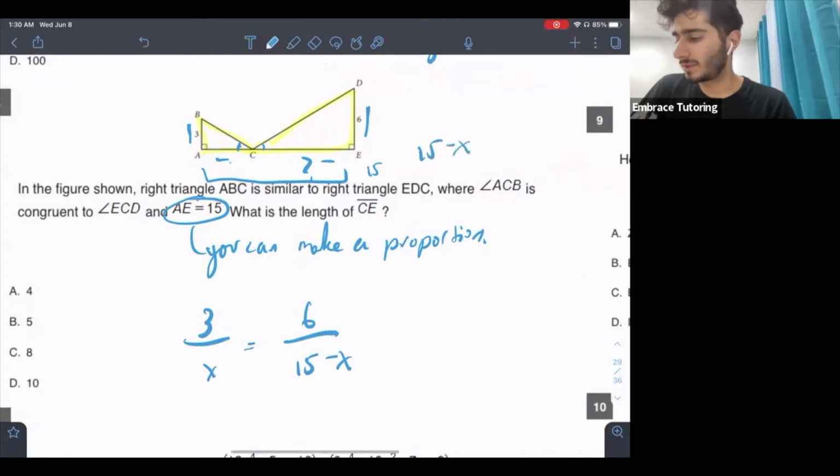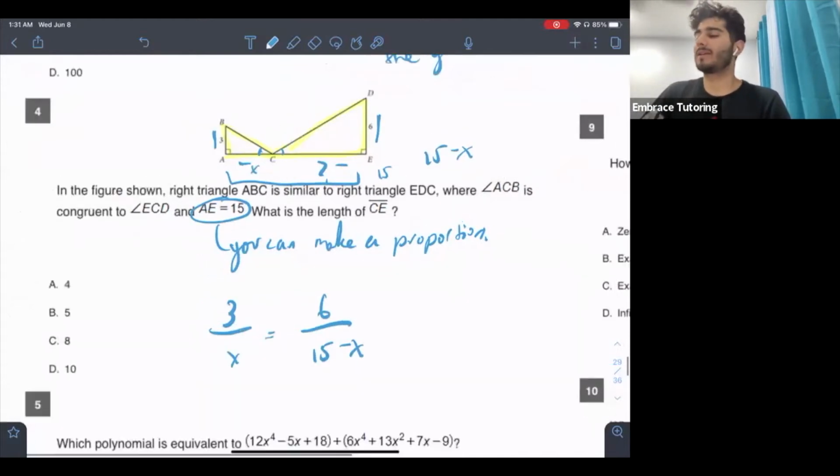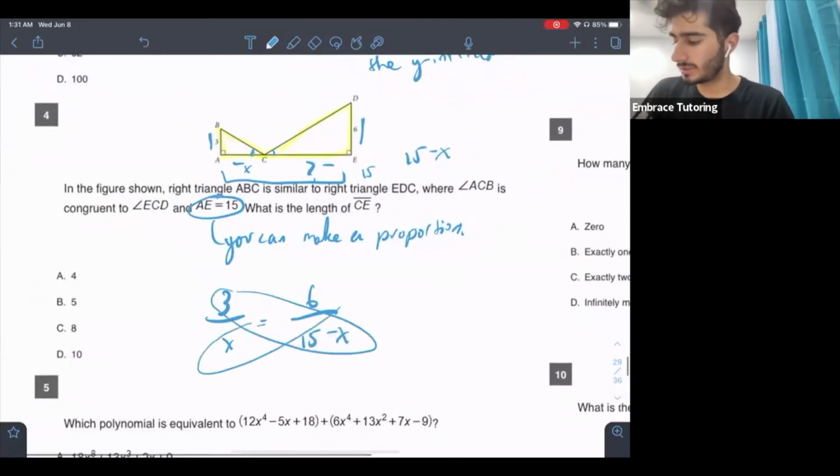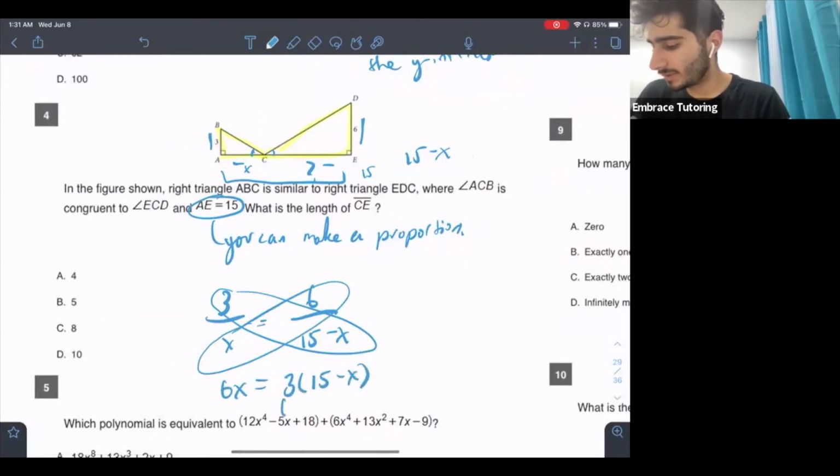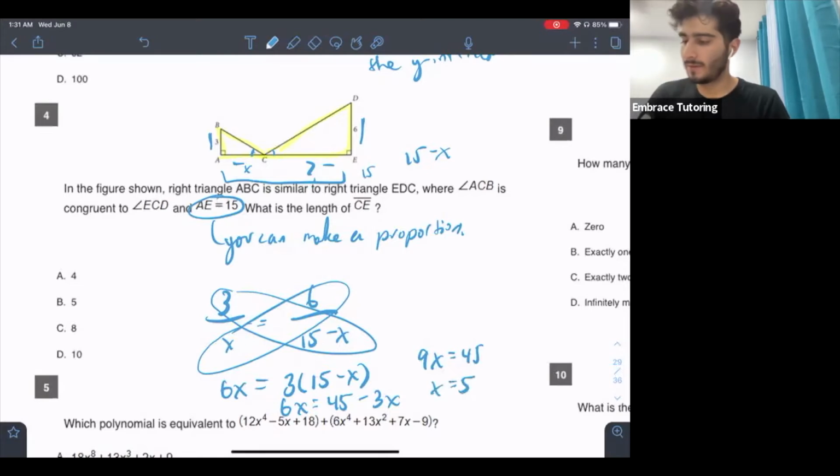So what is CE? 15 minus x if this is x, right? So that would be 15 minus x. And then we could multiply and then solve for x. So this should be 6x is equal to 3 times 15 minus x. It would be 6x is equal to 45 minus 3x. And then add 3x to get 9x is equal to 45. And then you know x is equal to 5.